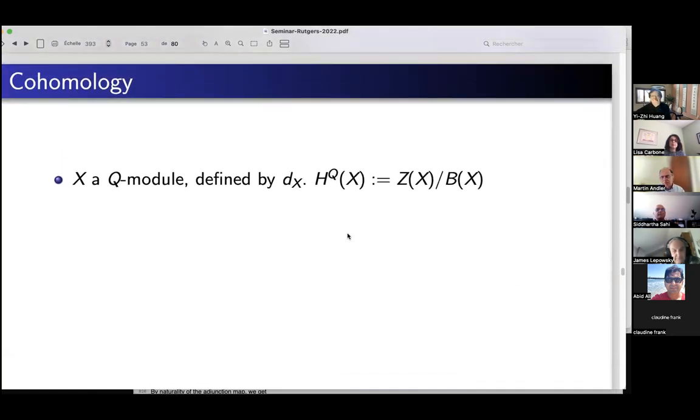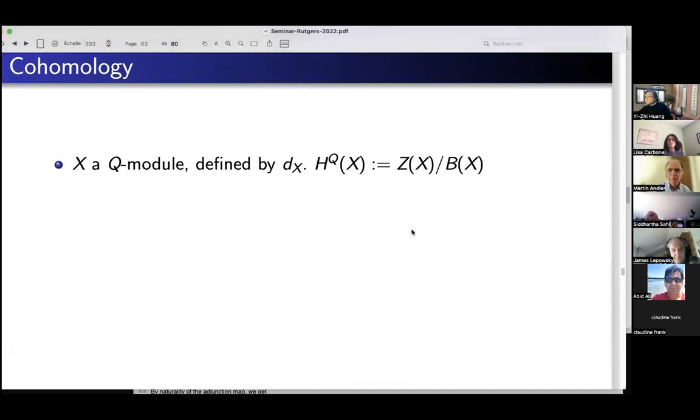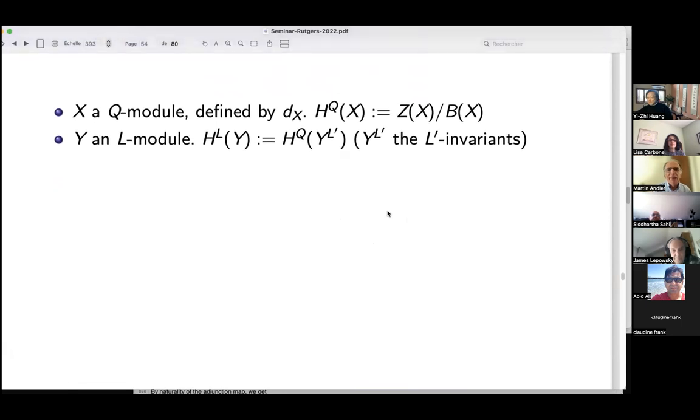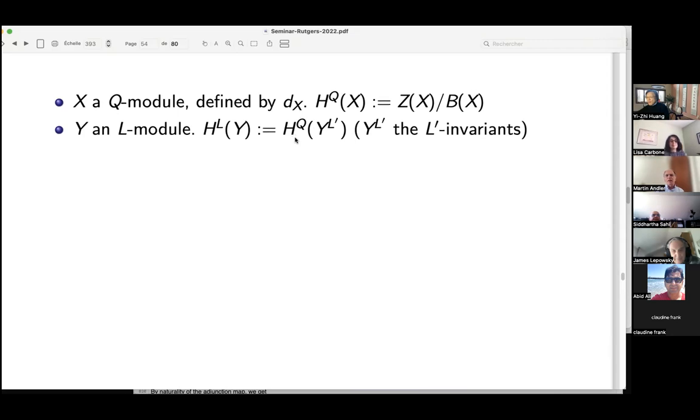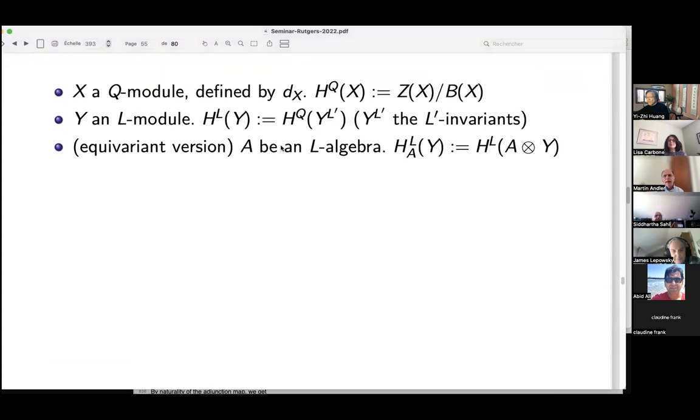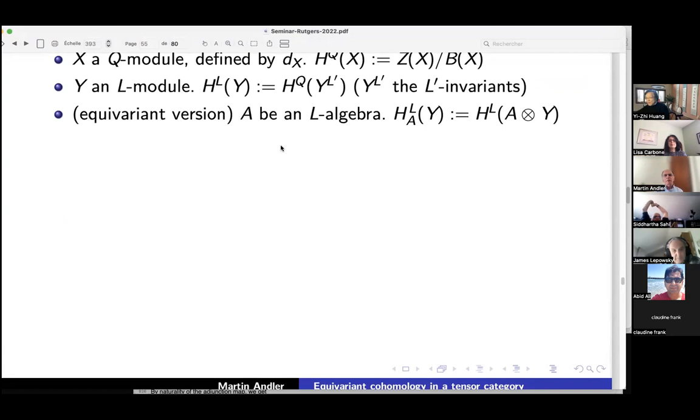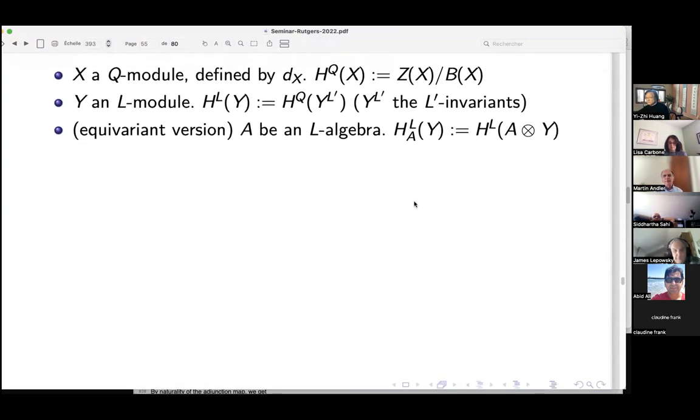Okay, so now we have the tools that we want. If we have a Q module, it's defined by a differential d, so we can consider the corresponding cohomology, defined as the kernel of d over the boundaries, the same definition. And if we have an L module, then we can consider the L prime invariants in the L module. So that's the L prime invariants. And then you get a Q module, because L prime is an ideal. And so you can consider this cohomology HQ. And you can have a, quote unquote, equivariant version of this cohomology by tensoring with an L algebra. And so what we're going to get is results about this cohomology.